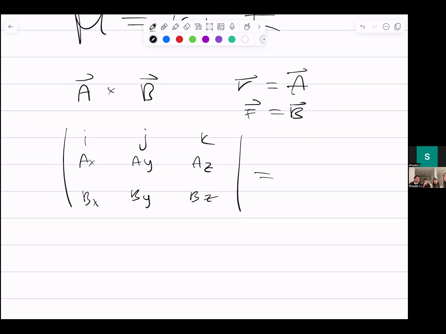Right. Yeah. So make sure, because we're not dot producting anymore, we're cross producting. So we get different values. That is a great point.